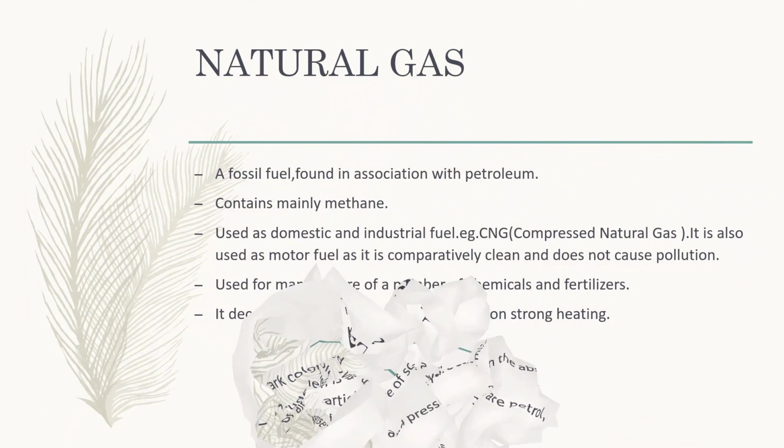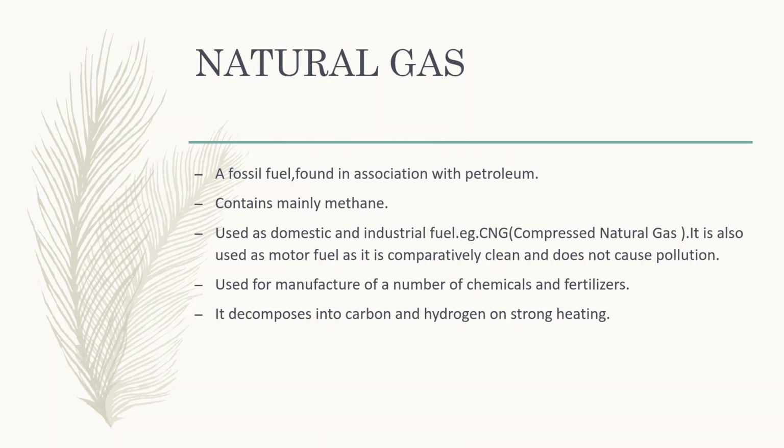The next fossil fuel that we will deal with is natural gas. Natural gas is also very important like coal and petroleum. It is a fossil fuel found in association with petroleum. That is, natural gas is mostly obtained at the site of petroleum. It mainly contains a compound called methane. It is used as a domestic and industrial fuel. It is used both in homes and also in industries. For example, CNG, compressed natural gas.